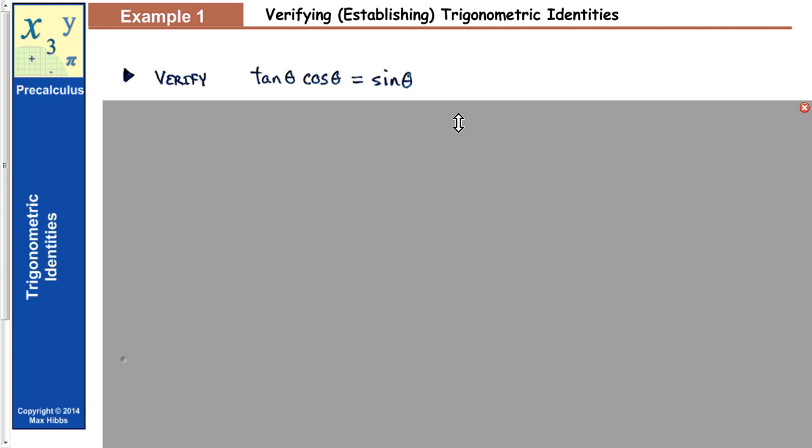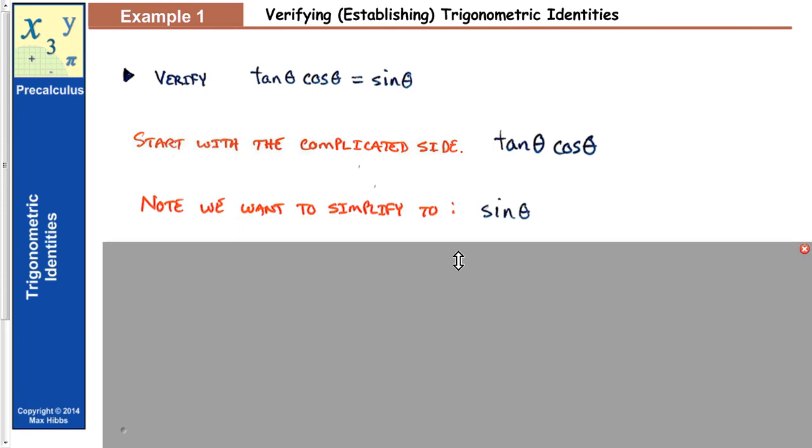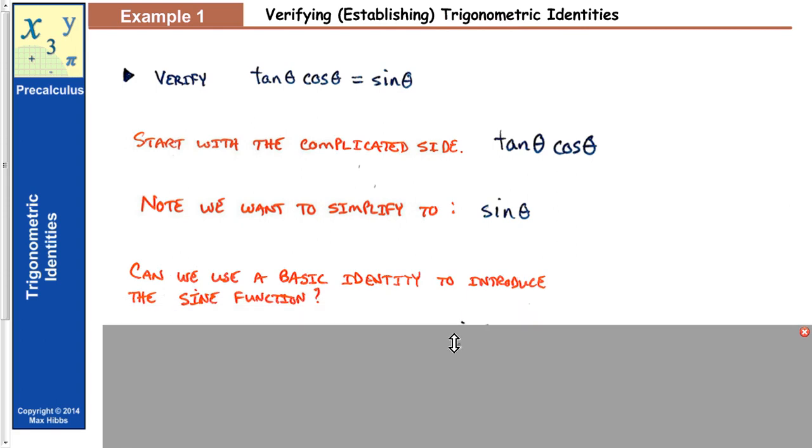So in this case, we're asked to verify this identity. And the step that you will normally take when you're asked to verify an identity is you start with the side that is most complicated. You start with that side because that offers you the most opportunities to manipulate. So I'm going to write down the tangent of theta times the cosine of theta. And then we want to make algebraic adjustments to this left side that are valid until it simplifies into the sine of theta.